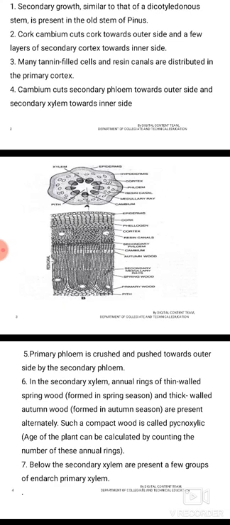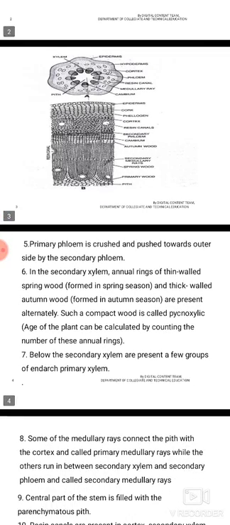In the secondary xylem, annual rings of thin-walled spring wood formed during spring season and thick-walled autumn wood formed during autumn season are present alternately. Such a compact wood is called pycnoxylic, and the age of the plant can be calculated by counting the number of these annual rings.